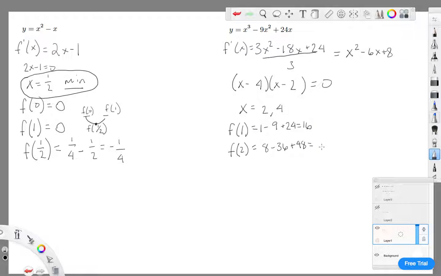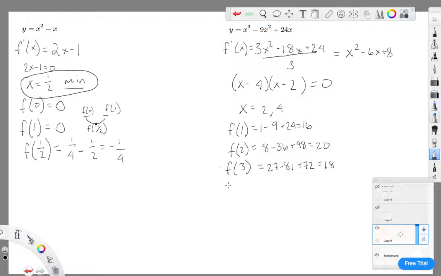That's equal to 20. And then f of 3, just keep moving to the right. So we've got a point to the left of our critical point and a point to the right of our critical point. f of 3 is equal to 27 minus 81 plus 72, or 18. And so we see 16 and 18 are less than 20. That means we must have a maximum at x equals 2.